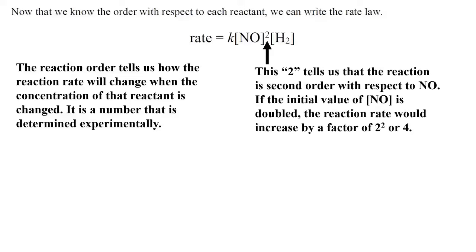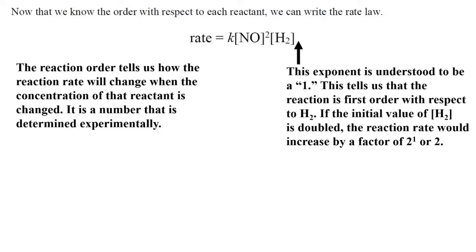So the exponent of 2 for nitrogen monoxide tells us that the reaction is second order with respect to nitrogen monoxide. And if the initial value of the concentration of nitrogen monoxide is doubled, then the reaction rate would increase by a factor of 2 raised to the second power, or 4. This exponent for hydrogen is understood to be 1, and this tells us that the reaction is first order with respect to hydrogen. If the initial value of the concentration of hydrogen is doubled, the reaction rate would increase by a factor of 2 raised to the first power, or 2.